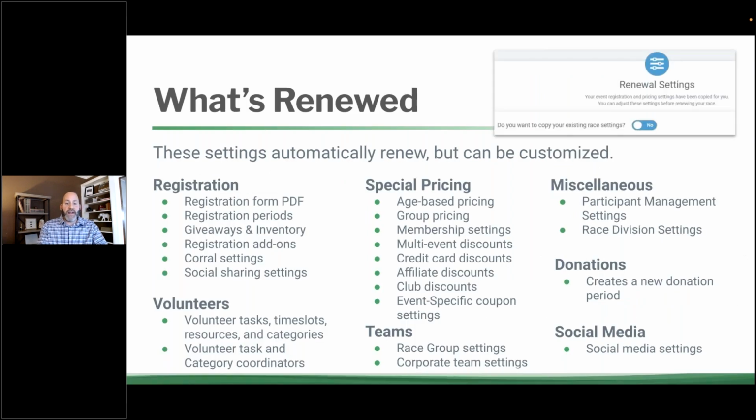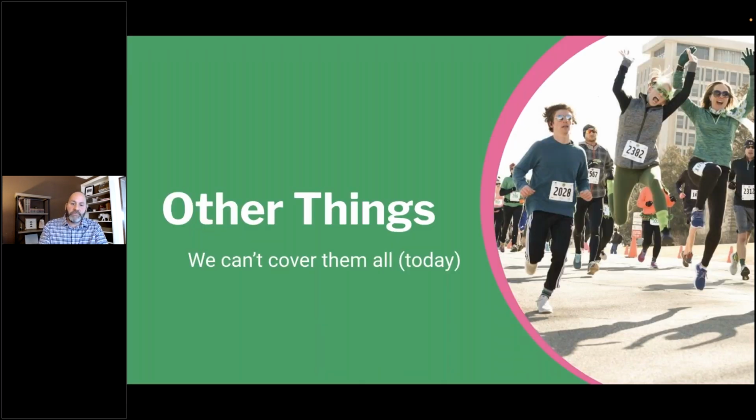All right, and then what's renewed? I'm not going to go through all these, but you can see here there's lots of things that are actually brought over. But if you want to toggle that setting at the top right-hand corner, you see, do you want to copy your existing race settings and say no? It will then drop down and show you all these different options that you can pick and choose which things you bring over and which things you don't.